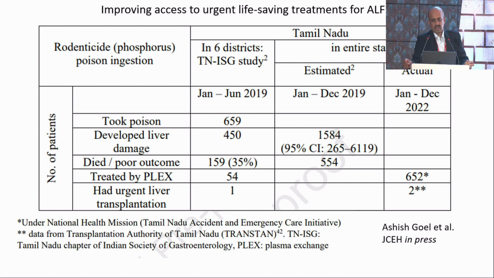Now, in Tamil Nadu, in the year 2022, the number of patients who underwent urgent liver transplant for rat poison was 2. That's the number. This is from the government authority. While those who underwent plasma exchange for treating it now crossed 600. It's now available in almost all district government medical college hospitals.